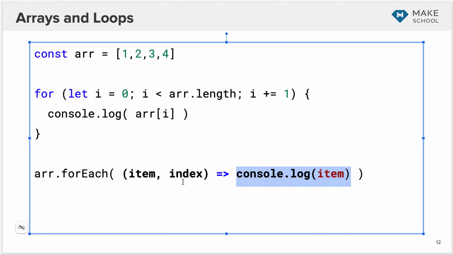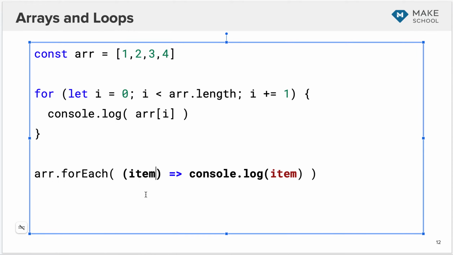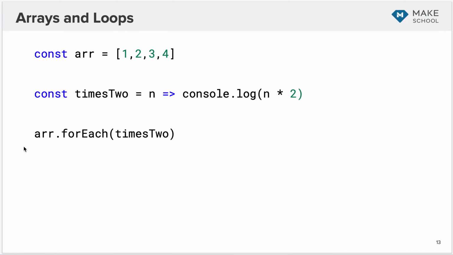forEach also provides the index. So if you need the number i there, it'll give it to us. So this is the equivalent of i. You don't have to include that one. I'm not using it here, so I can leave that one out. Okay, let's take a look at another example.